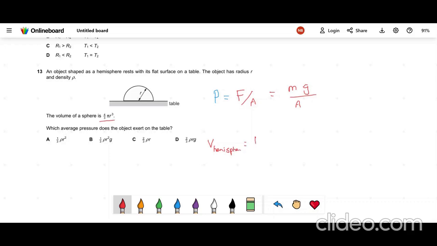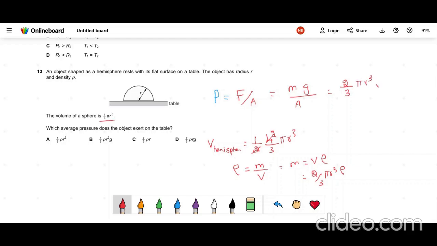The volume of the hemisphere will be 1/2 into 4/3 pi r cubed. So the volume we have calculated. We know the density. Density is equal to mass per volume, so mass will be equal to volume into rho. The volume we already know, 2/3 pi r cubed, into rho. Mass we have calculated, and I am going to substitute that mass here.